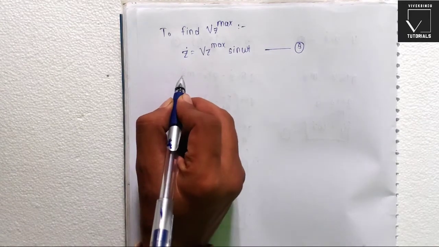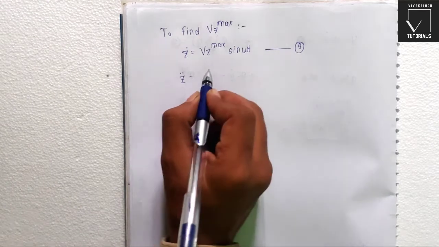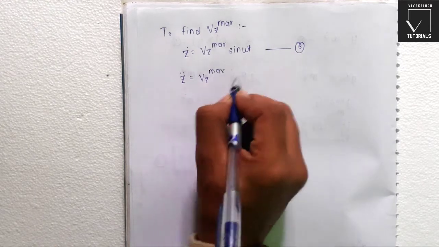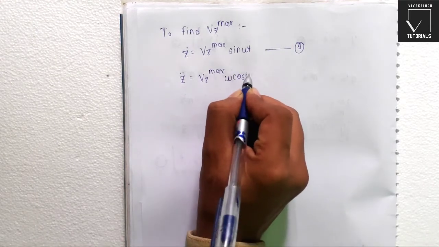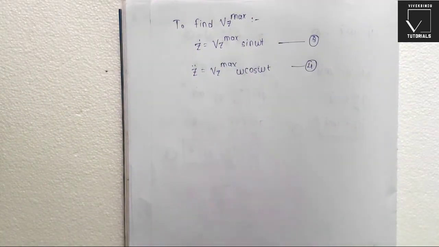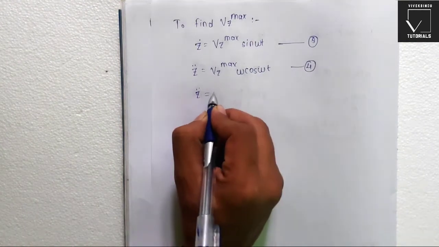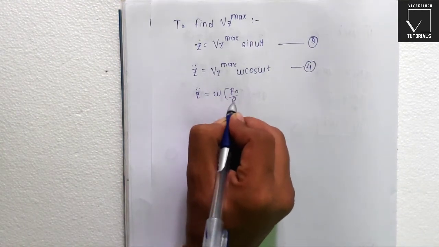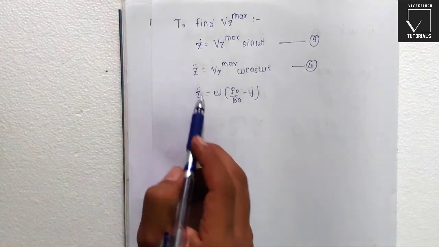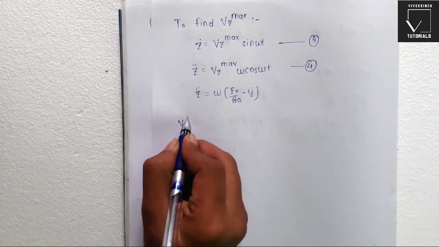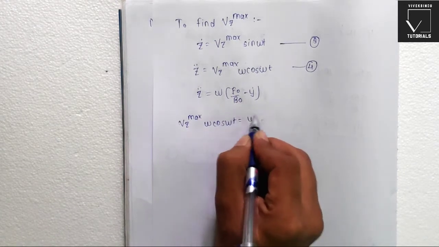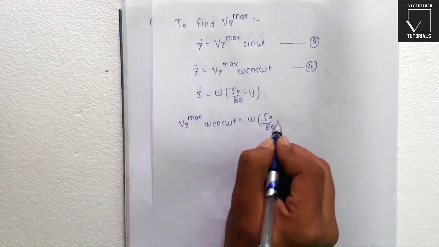So let's differentiate this equation with respect to time, and we get z double dot is equal to vz max omega cos omega t. So we get this equation, and earlier we have derived the equation z double dot is equal to omega e0 upon b0 minus y dot. Earlier we have derived this equation. So let's equate both equations, and we get vz max omega cos omega t is equal to omega e0 upon b0 minus y dot.